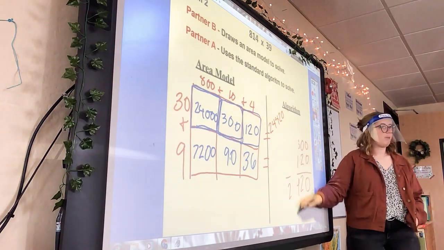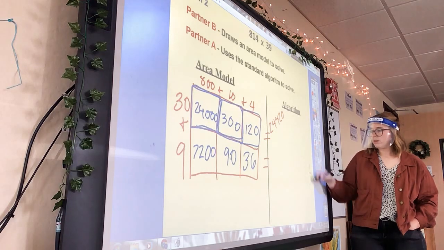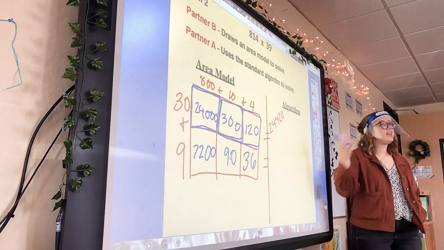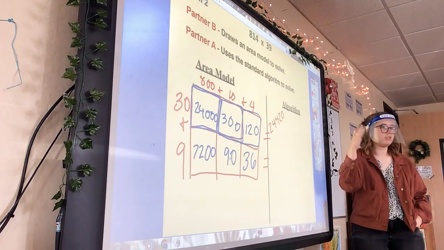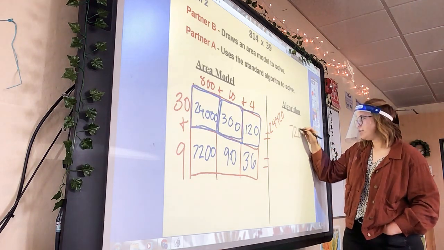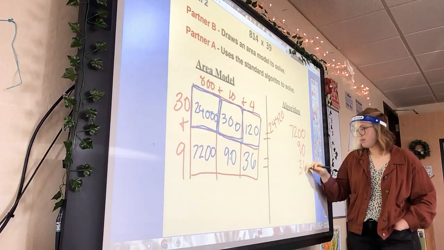Any questions on that part so far? Olivia? Yes, that's fine. But just because the numbers are getting bigger, to avoid error, it might be helpful to write it out. So then 7,200 plus 90 plus 36.